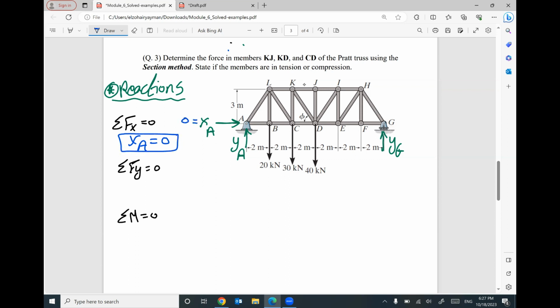Summation of Fy equals 0. We have positive YA. We have positive YG. We have negative 20, negative 30, negative 40. Do you think we have any more in y direction? Looks like no. YA, YG positive, negative 20, negative 30, negative 40 equals 0. So I can say YA plus YG will equal 90.